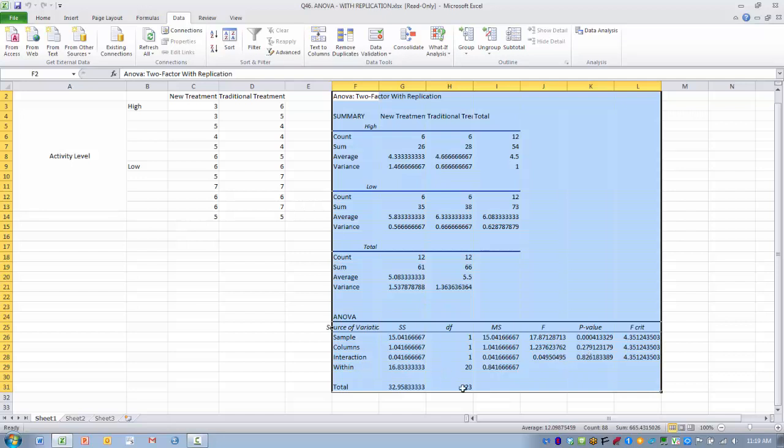And the last thing we can look at is the interaction. And again, we have a very small F value and we have a large p-value, again greater than 0.05. So there is no unique interaction between different combinations of treatment and activity level. So again, to summarize here, what we can say is that activity level had a significant effect by itself on depression level. Treatment, new versus traditional, had no effect on depression level by itself. And there was no unique interaction between these two factors of treatment and activity level.